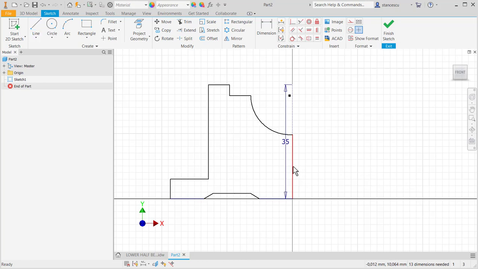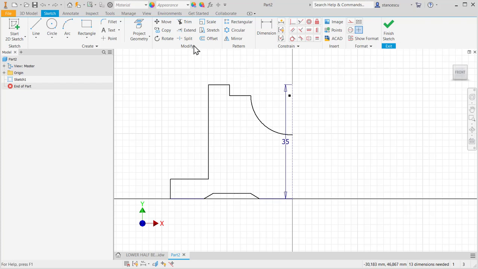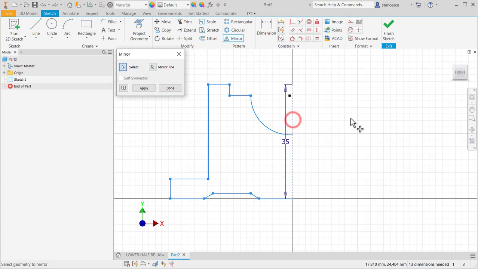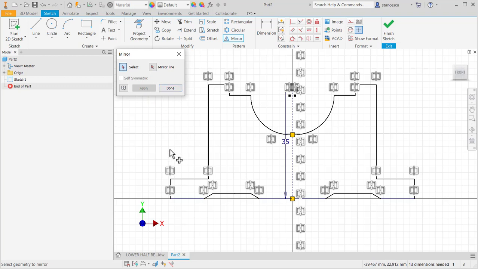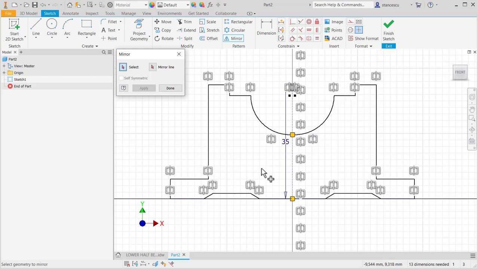This is not necessary. Yes, because now I apply mirror for all these lines about the axis. Apply. As you can see, all these entities are symmetrical, like I should use this constraint. So when I modify something on the left, the modifications are completed on the right side.